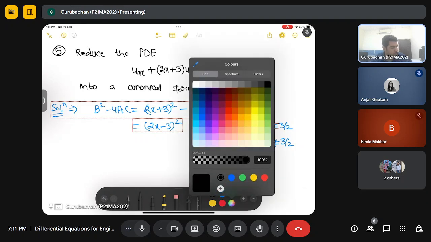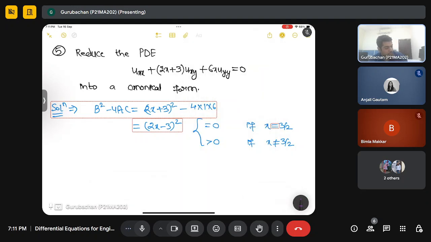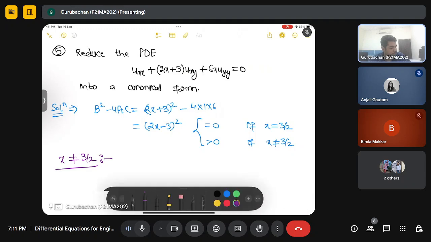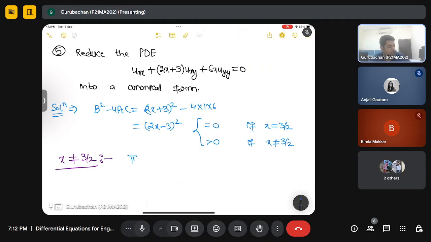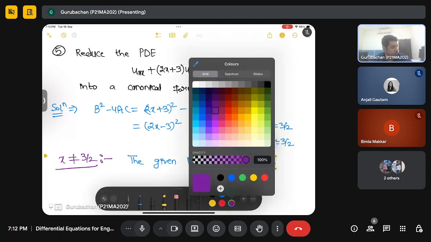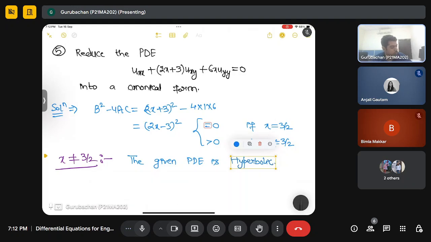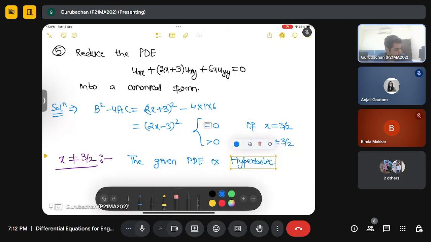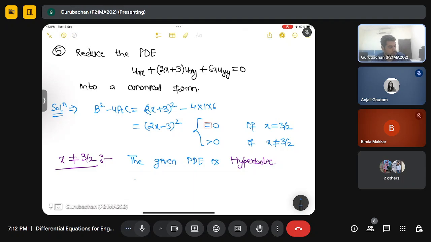So for this hyperbolic case, when x is not 3 by 2, in this case the given PDE is hyperbolic. So we will try to get, with respect to this hyperbola, the characteristic equation.